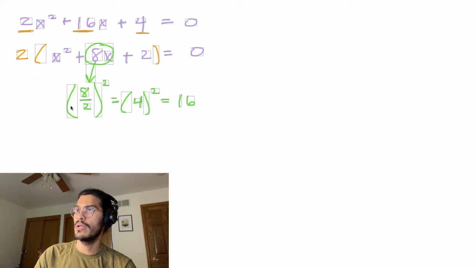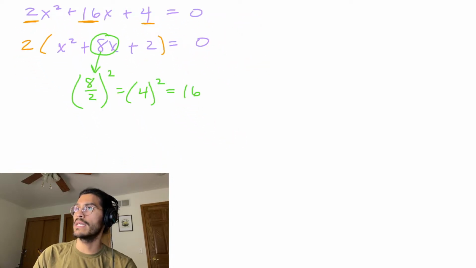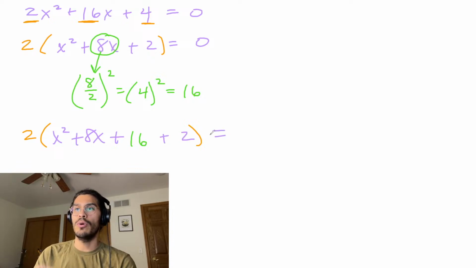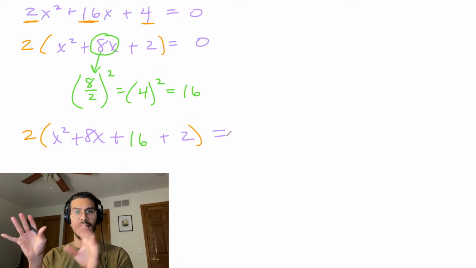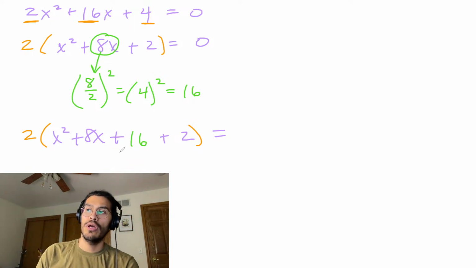That's going to look like this. We're going to have a 2 parentheses, and now we have x squared plus 8x plus 16 plus 2 equals, so what do we need to add onto the right-hand side in order to maintain the left-hand side equal to the right-hand side?